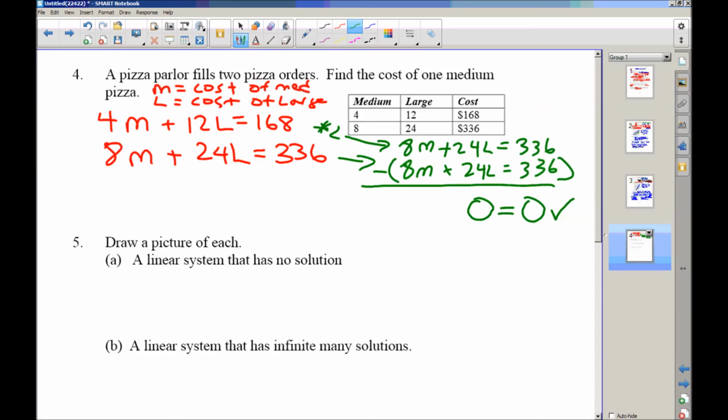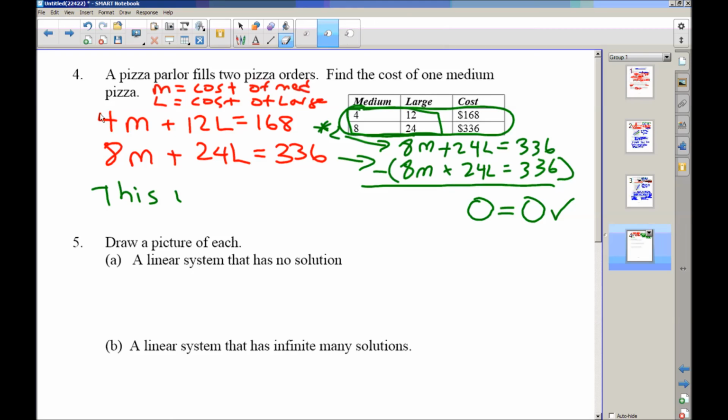Okay, so it doesn't mean that the cost of a medium pizza doesn't exist, but what it means is this information did not give us enough to get the cost. We know that there are infinite ways to do it, and the reason that happened in this system was because you could multiply the order for the 4, 12, and 168 by 2 to get the order of 8, 24, and 336, and not need to know the cost of the medium or the large at all. But if they had changed any one of these numbers, 4, 12, 8, or 24, then we could get the cost. So this cannot be determined.